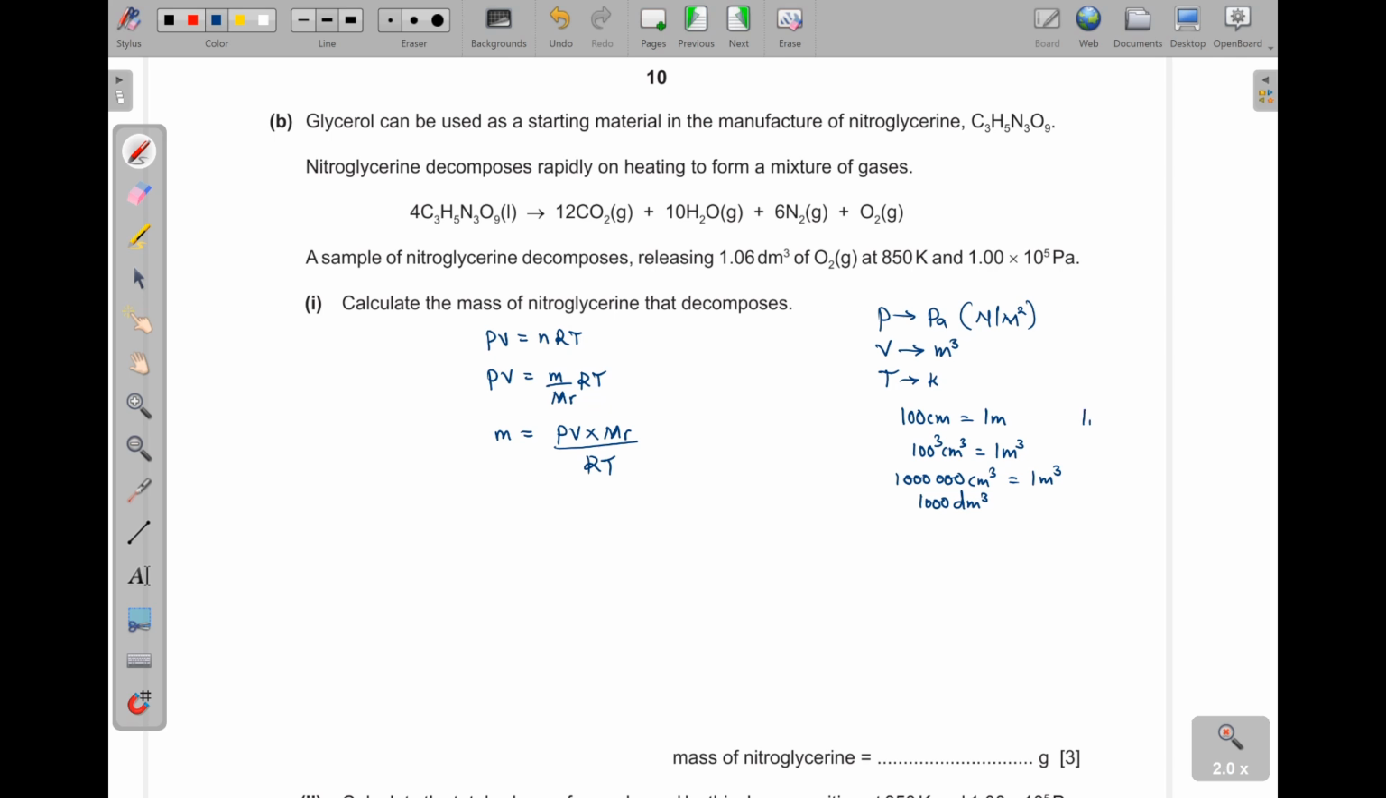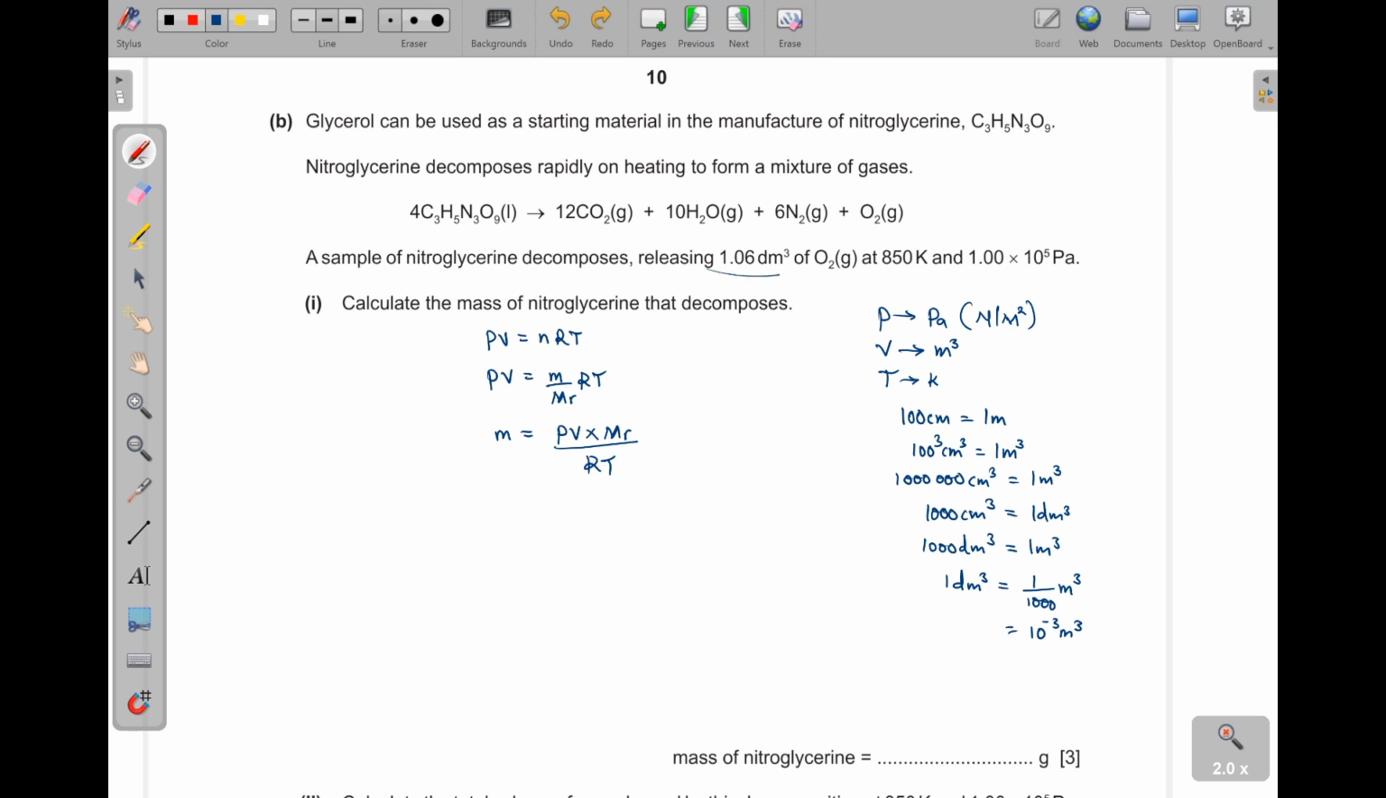Remember, I've said 1,000 cubic centimeters is equivalent to 1 decimeter cubed. So that therefore means that here we shall have 1,000 decimeters cubed, which is equivalent to 1 meter cubed. So 1 decimeter cubed is therefore equal to 1 over 1,000 meters cubed, or in other words, 10 to the power of negative 3 meters cubed. So if you are given the volume in decimeters cubed, to change it to meters cubed, you multiply it by 10 to the power of negative 3.